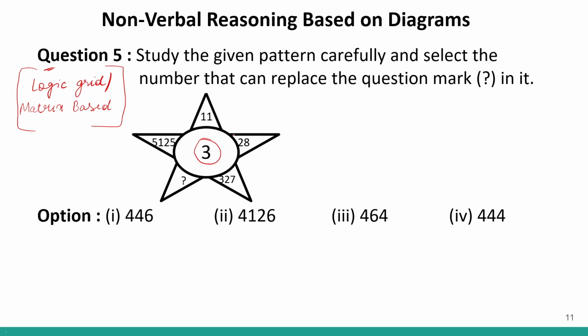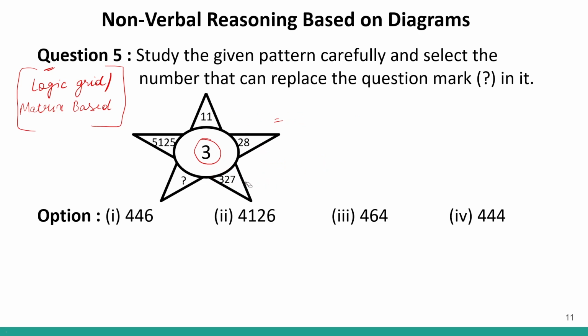Now the numbers are 11, 28, 327 and 5125. So 11 into 3 will give me 33, right? So maybe 33 and 28 are around each other. 28 into 3 will give me how much? If this is 30, this will give me a number around 90, which is definitely not equal to 327. So maybe some other logic is being followed.